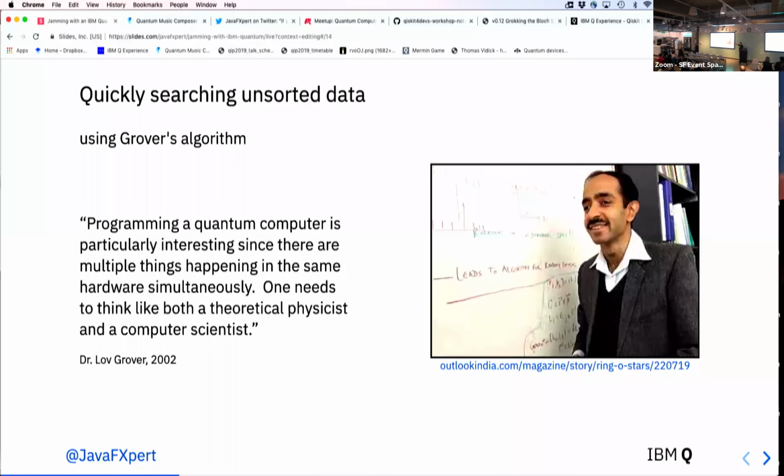And he has a quote. He said, "Programming a quantum computer is particularly interesting since there are multiple things happening at the same time. You need to think both like a theoretical physicist and a computer scientist." So there are skills that as a classical developer you can apply to quantum computing. But I know we have at least one PhD physicist here, some PhD physicists. So I'm going to tell you some unbelievable things about quantum mechanics, and hopefully they will corroborate them.